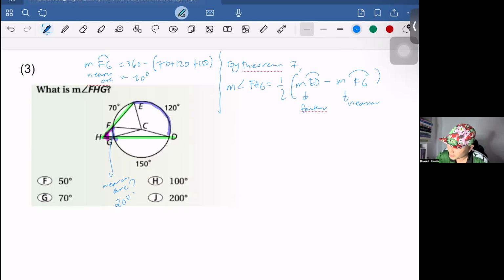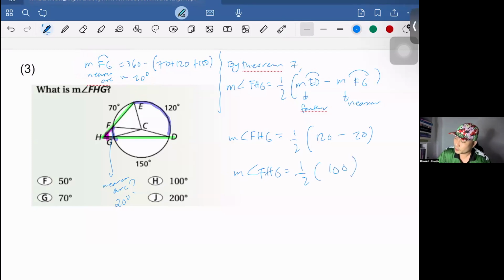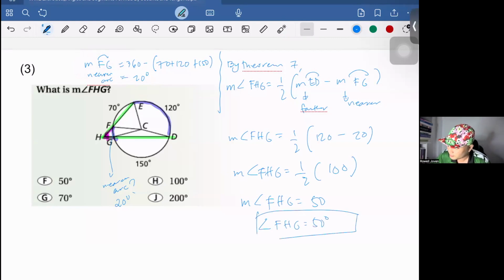So we want the measure of angle FHG. So 1/2 times, how long is ED? Arc ED, 120 degrees. How long is FG? Based on our computations, arc FG is just 20 degrees. So the measure of FHG is 1/2 of 120 minus 20. That's 100, right? But you multiply by 1/2 or divide by 2, the measure of FHG is just 50 degrees. Angle FHG is 50 degrees. And that's letter F. Guys, it's letter F.